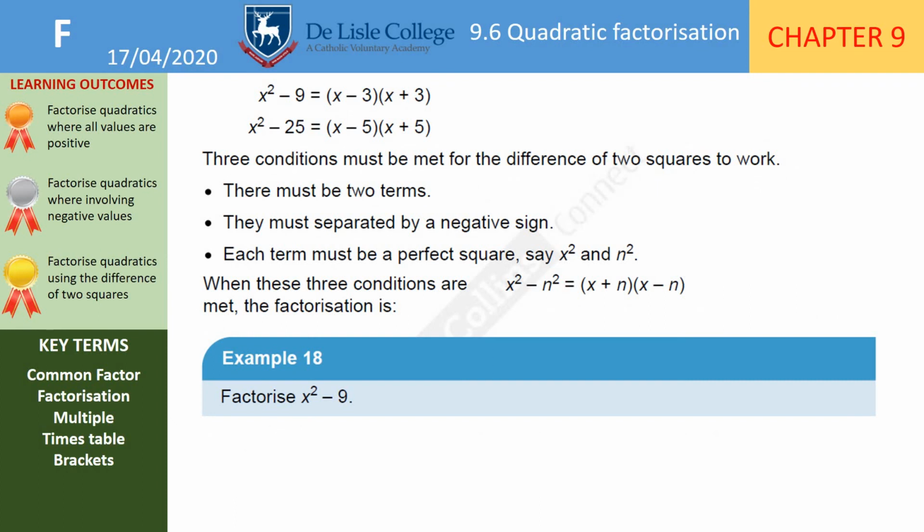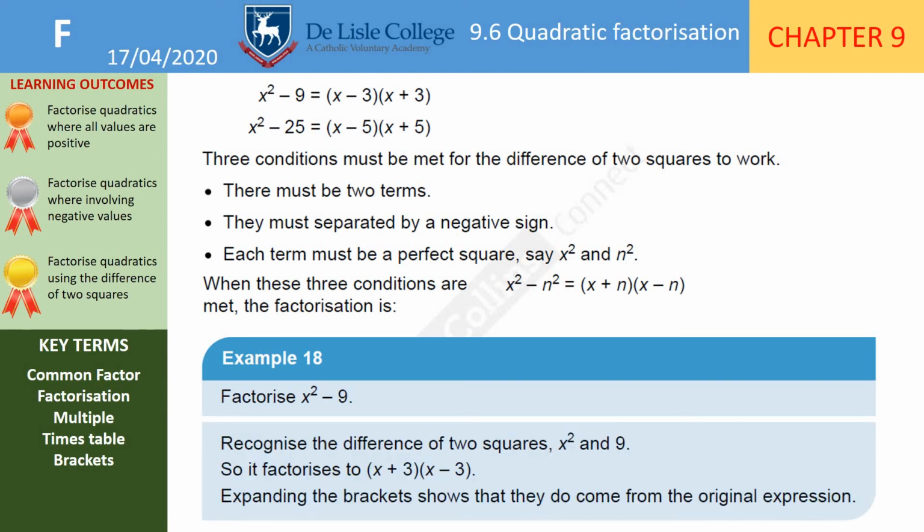Okay, so there's a couple more examples shown to you. At the top of the page, factorise x squared minus 9. Well, the square root of 9 is 3. This is example 18, so therefore it must be x minus 3 and x plus 3. Straightforward.